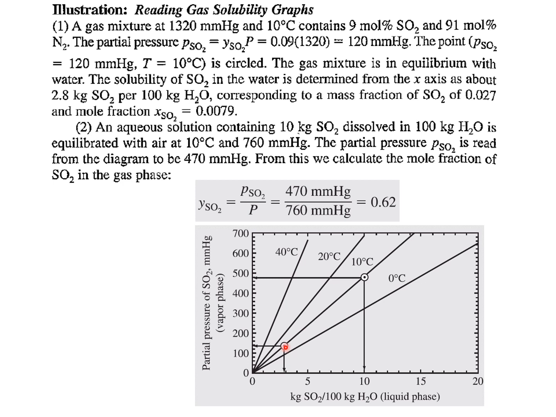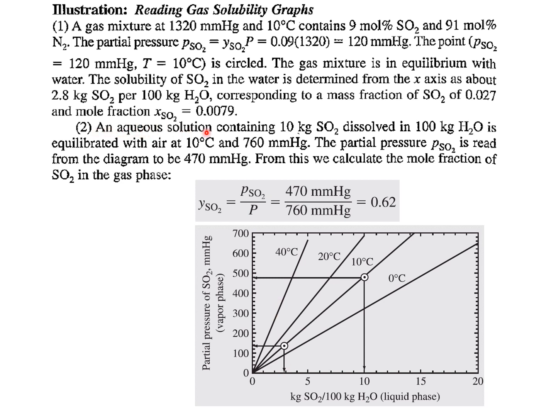Then you can easily read the solubility at this point. What is that? That is about 2.8 kilogram SO2 per 100 kilogram H2O. So at this partial pressure and at this temperature, you have a solubility of 2.8 kilogram per 100 kilogram water. That's it. And let's go to the second one.